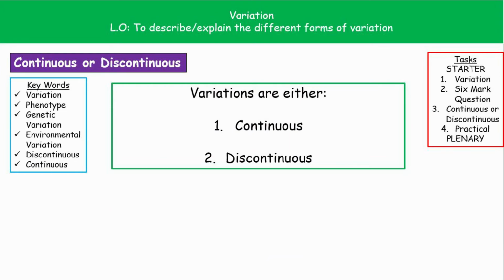So the last part about variation we need to look at is the fact that some variations can be continuous variation, whereas others are discontinuous variation. So jot those couple of points in your book for me.